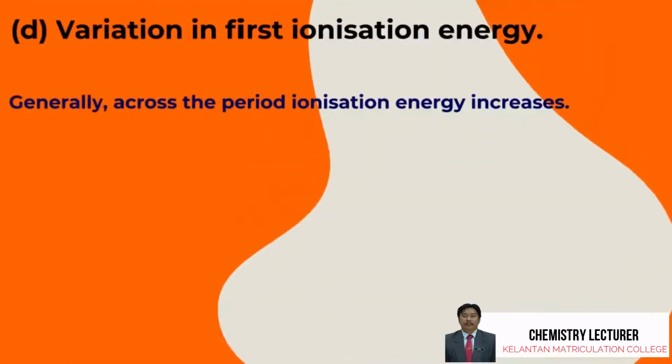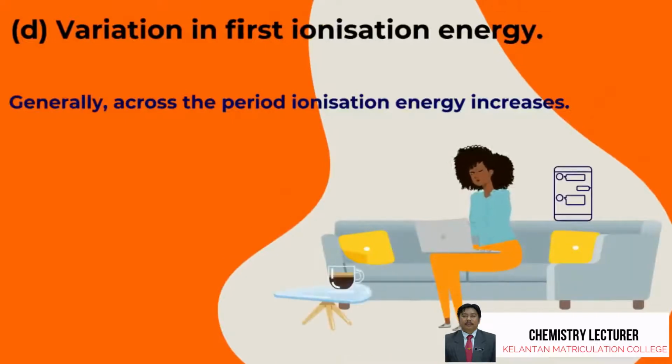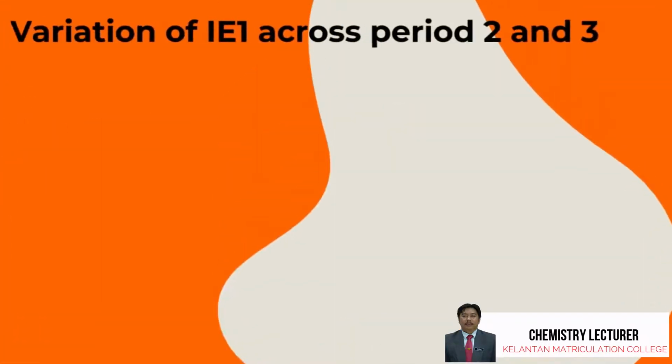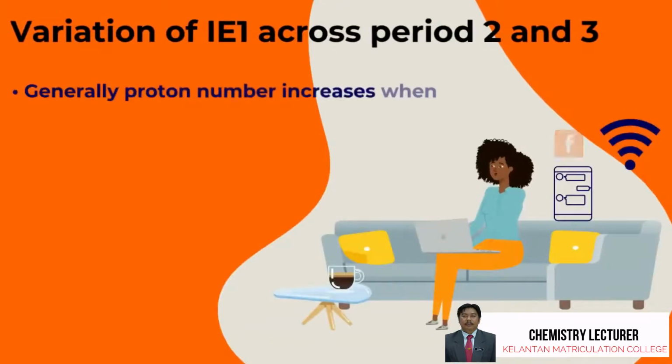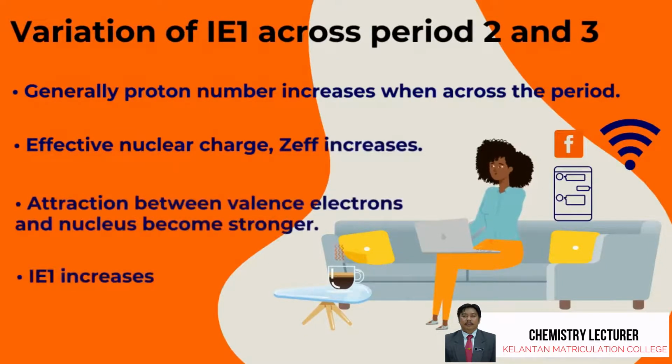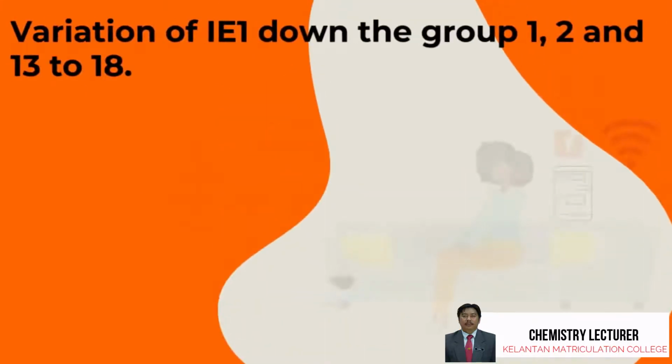Generally, across the period, the first ionization energy will increase. Meanwhile, down the group, the first ionization energy will decrease. Now, look at the information given. This is the reason why the first ionization energy will increase across period 2 and period 3. The first ionization energy down the group decreases.